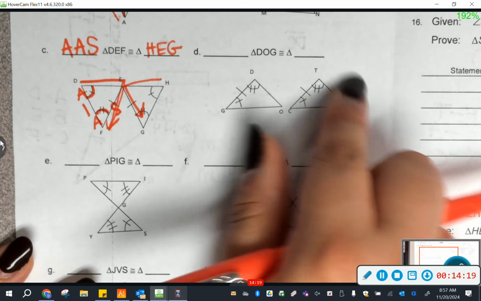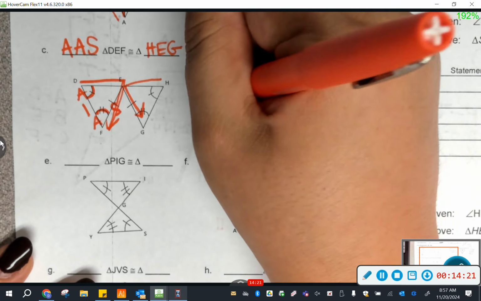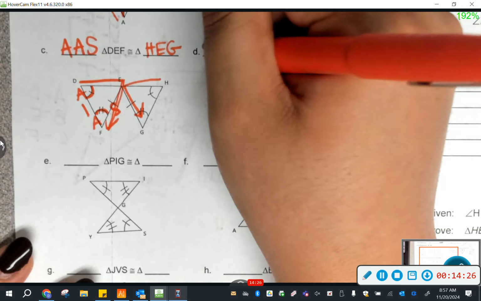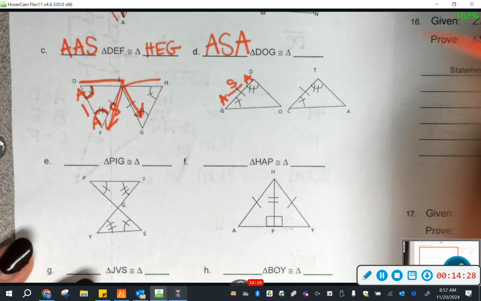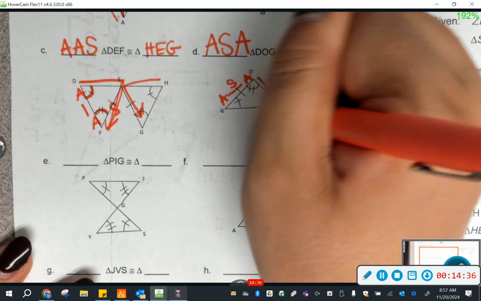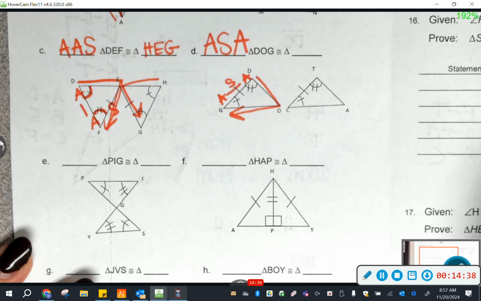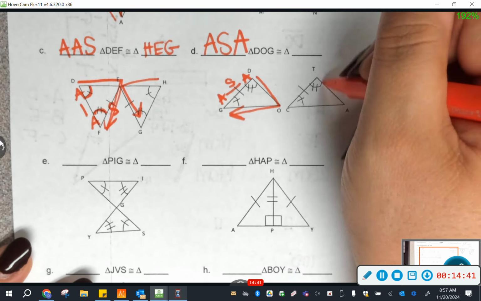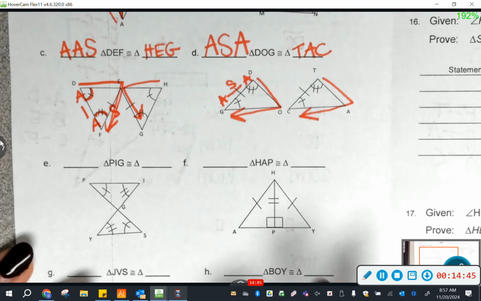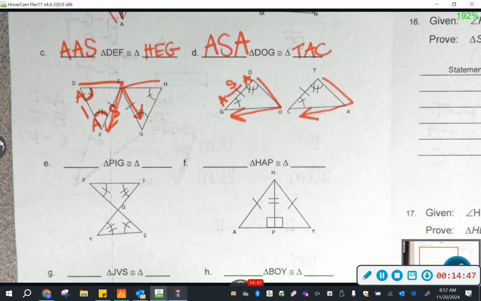What do I have here? I have 2 angles with a side. Is my side between? Yes. So the S goes between the A's. Does that work for both of them? D-O-G, T-A-C. D-O-G goes with T-A-C.